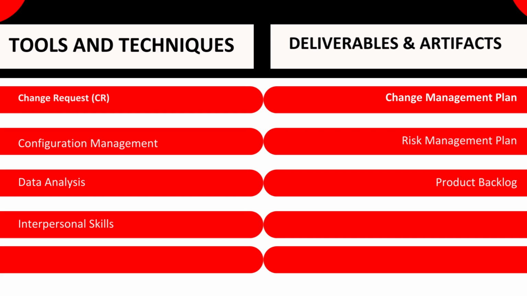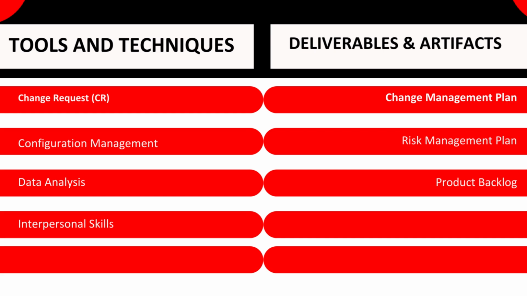What are the deliverables and artifacts present here? Change Management Plan. A change management plan is a document that describes how changes to a project will be managed. The change management plan should include the following information: the process for submitting and reviewing change requests, the criteria for approving or rejecting change requests, the process for implementing changes, the process for communicating changes to stakeholders.